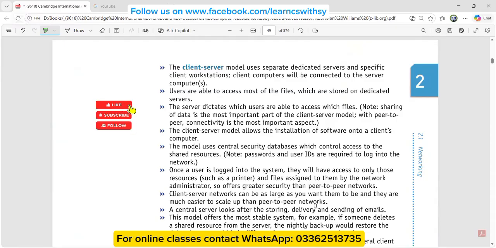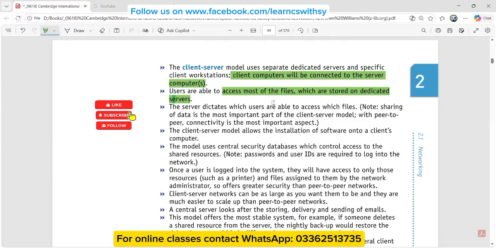The client server model uses separate dedicated servers and specific client stations. Client computers will be connected to the server computers. So the basic thing is that the client computers are connected to the server in the client server model. Users are able to access most of the files which are stored on dedicated servers. Basically, the servers are storing all the data, and the clients, as the name implies, are simply getting the data from there. The server dictates which users are able to access which files.